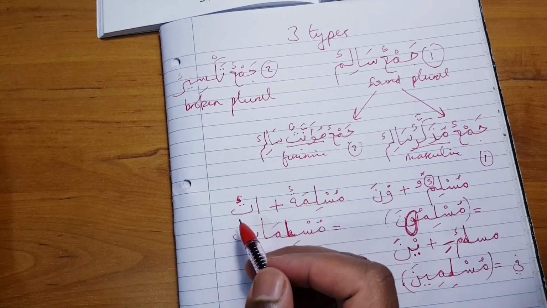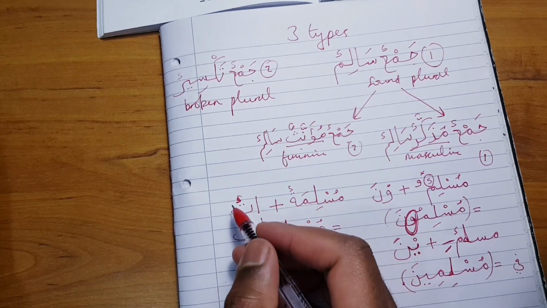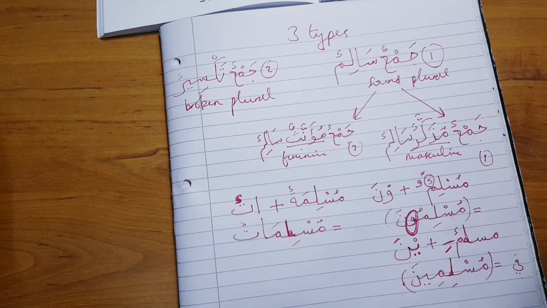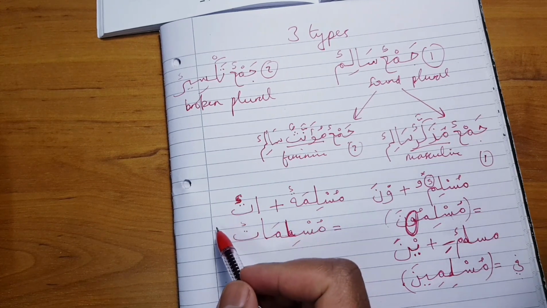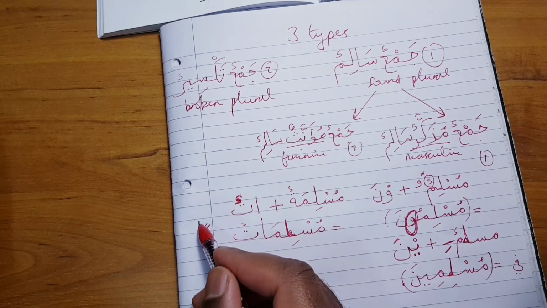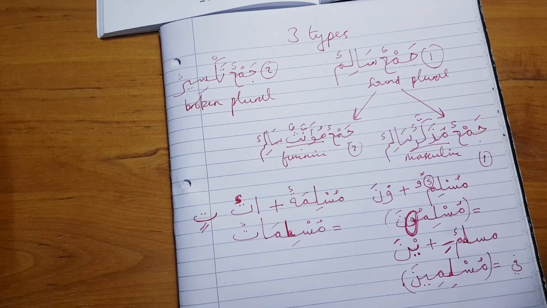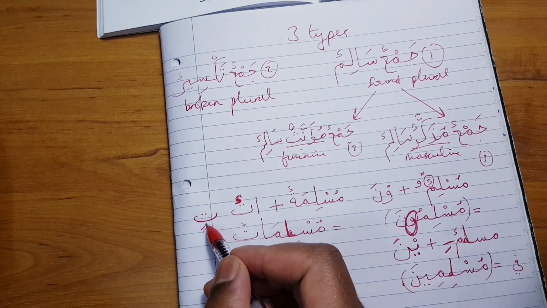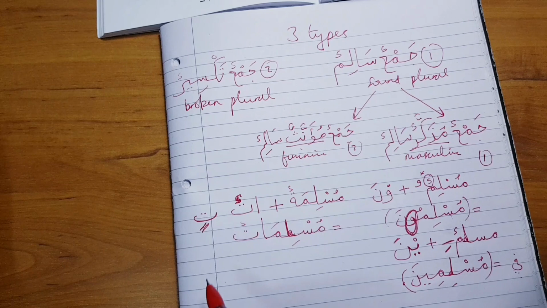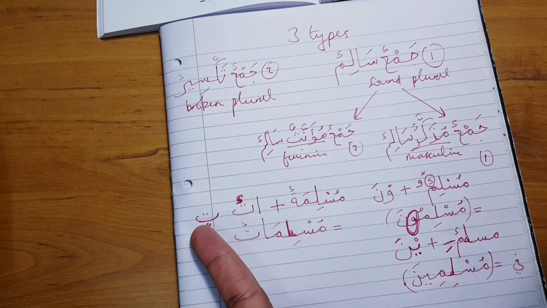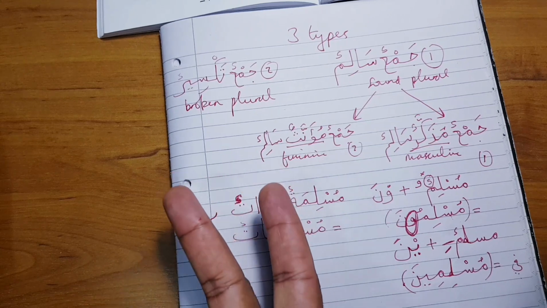طيب, the alif and ta now, when it's marfu', it has dhammatain. Muslimatun. If it's majroor, it becomes kasratain. Muslimatin. Kasratain. When it's mansoob, it's also going to take kasratain. Muslimatin comes with the kasratain when it's majroor and when it's mansoob.